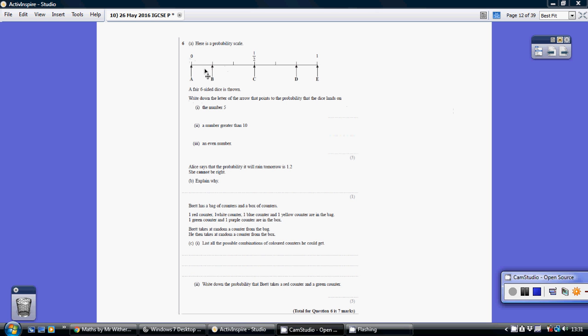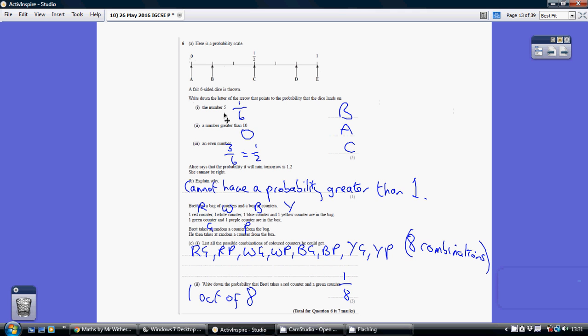And notice how they've broken this up into 6ths all the way along here. So write down the letter of the arrow that points to the probability the dice lands on the number 5. Well, there's a 1 in 6 chance that it lands on the 5, because it could equally land on the 1, 2, 3, 4 and 6. So 1 out of 6, that's a 6th. So that's represented by B, which is a 6th of the way along.